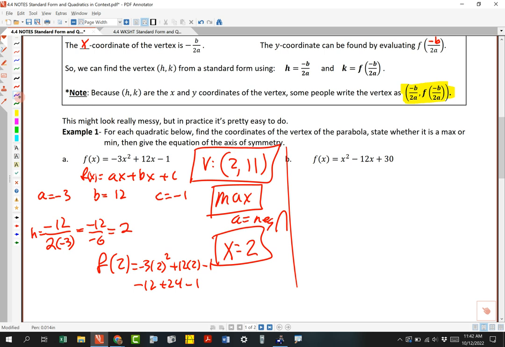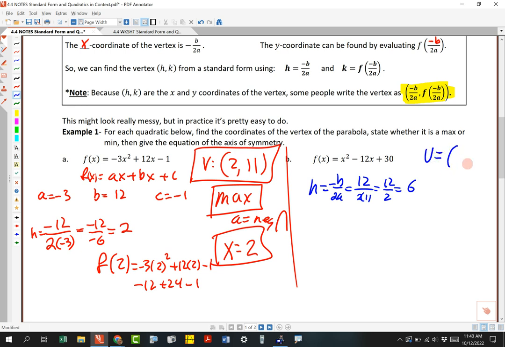I'm going to draw a little wall right here. I'm going to give you a head start. I need the x-coordinate of the vertex. I need h. Negative b over 2a. Opposite of negative 12 is 12. 2 times a, that's just 2 times 1. So that's 12 over 2, so I get a 6.